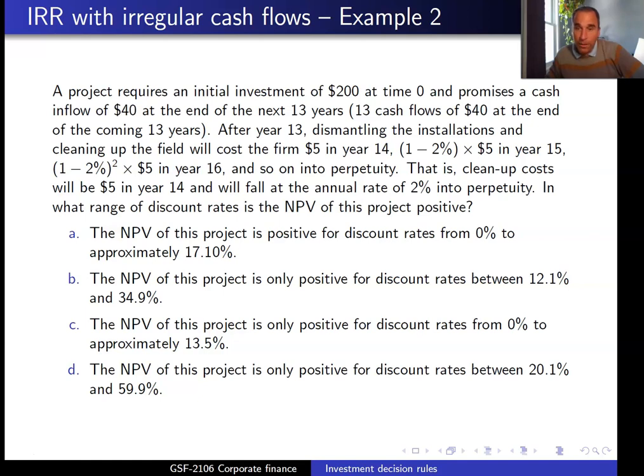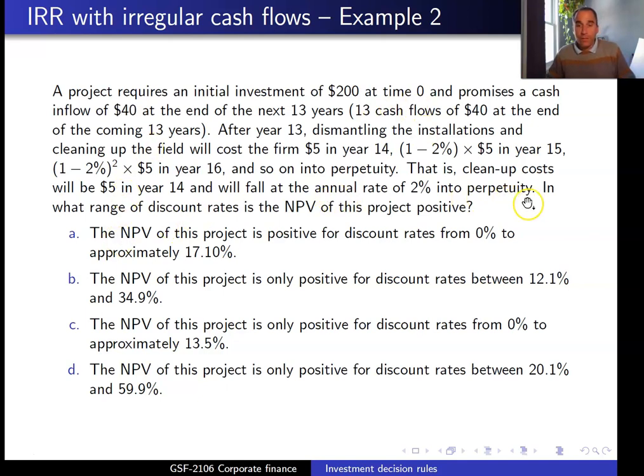1 minus 2% times $5 in year 15, 1 minus 2% squared times $5 in year 16, and so on into perpetuity. That is, the cleanup cost is $5 at time 14, and this cost will decrease at the rate of 2% annually into perpetuity. So this is a cleanup cost of $5 initially with a growth rate of minus 2%.